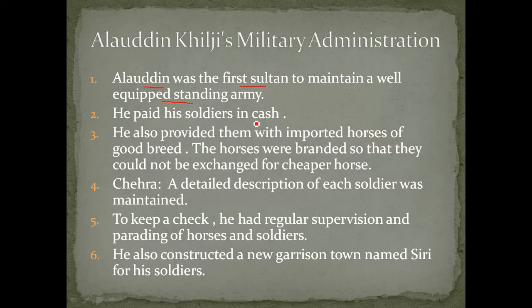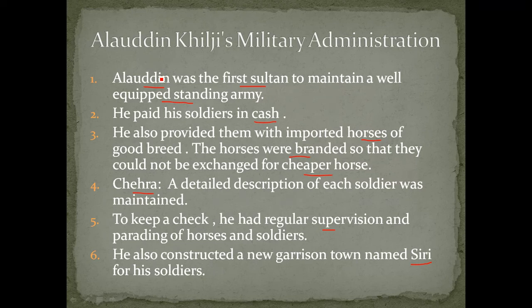He paid his soldiers in cash. He also provided them with imported horses. He knew that if the army people have to be well advanced, they need to have good, imported, good breed horses. And not only that, he actually branded the horses so that nobody could exchange their horses for a cheaper horse. Then the other point is Chehra. Chehra means a detailed description of each soldier was maintained. Then to keep a check, he made regular supervisions, and parading of horses and soldiers was done. He also constructed a new garrison town named Siri for his soldiers.